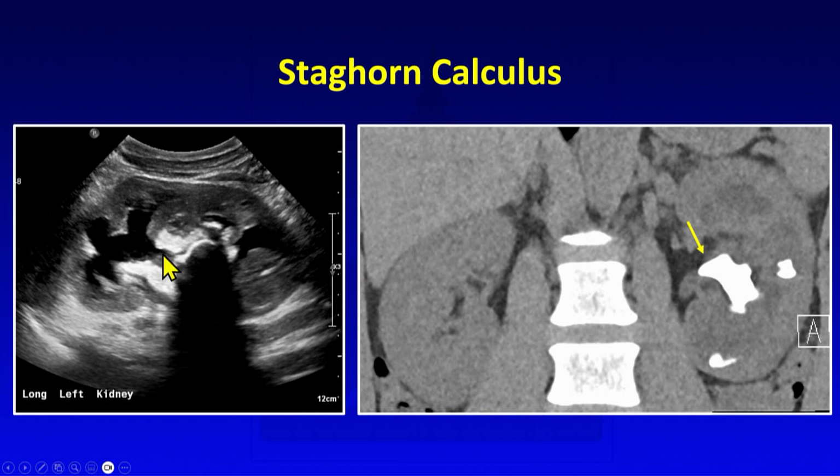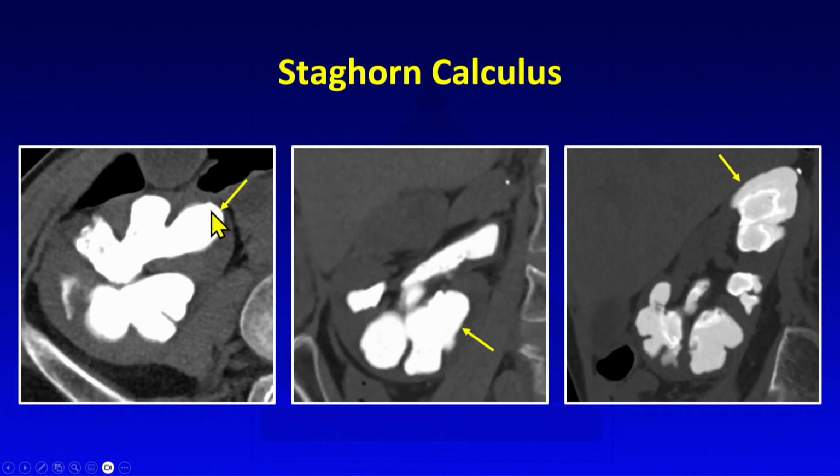Stones, you can also get staghorn calculus. This is a rather large stone in the renal pelvis with posterior shadowing, and you can see the obstruction on the ultrasound. Similarly, on the CT, you have the stone that's involving the renal pelvis and also the calyces. This is a very pretty example of staghorn calculus in which you have this huge stone that's basically involving the whole renal collecting system, descending all the calyces and also the renal pelvis.